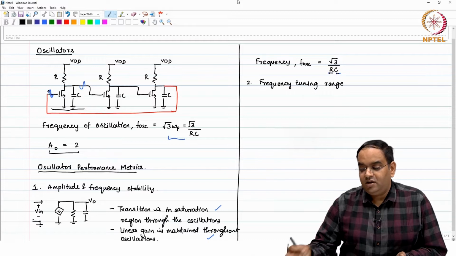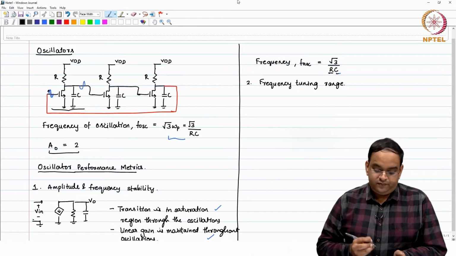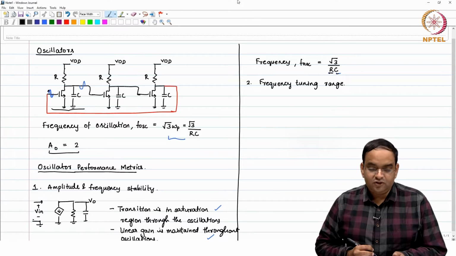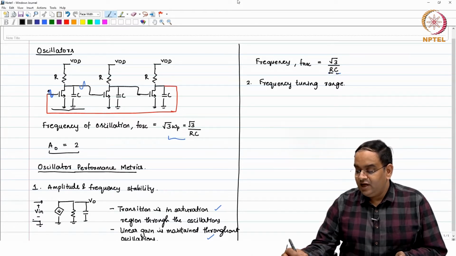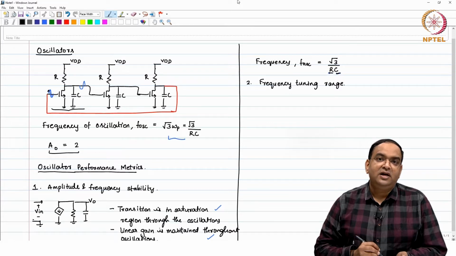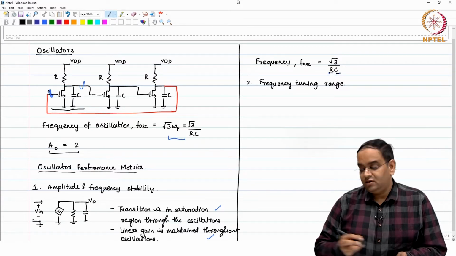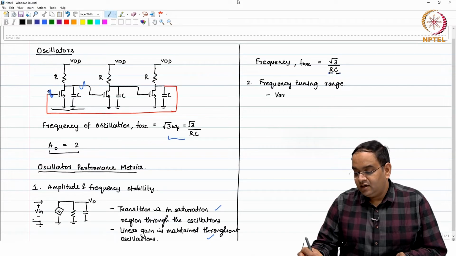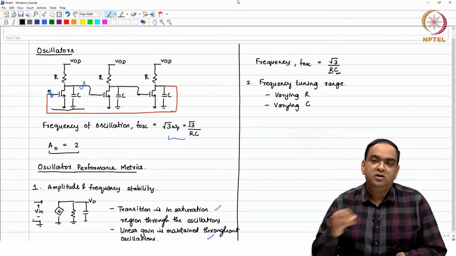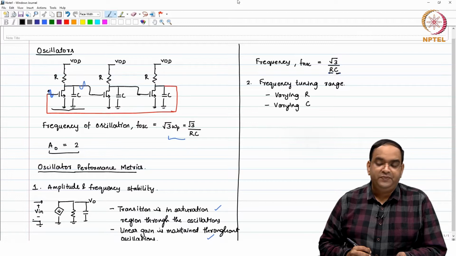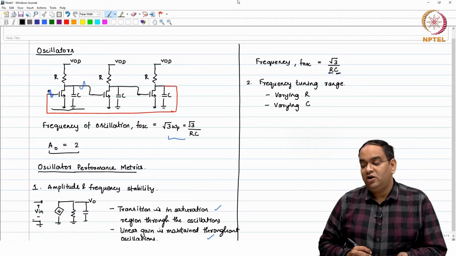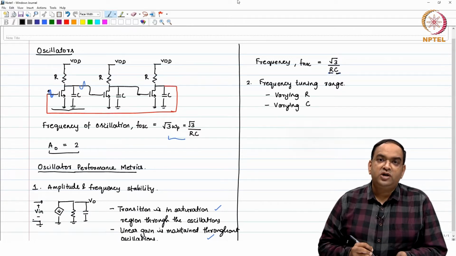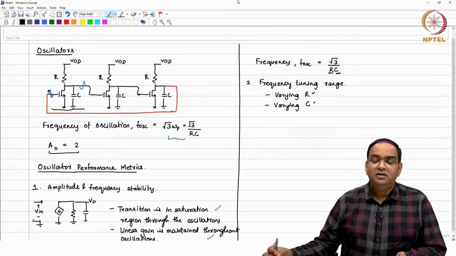Okay. So, speaking about this oscillator, you can say if I can vary R and C of the oscillator, I can vary the output frequency of the oscillator. So, varying R and varying C will give you the tuning range for the oscillator. Now, whether you are going to get a linear tuning range or a non-linear tuning range, it depends on how you are varying the resistor and the capacitor.